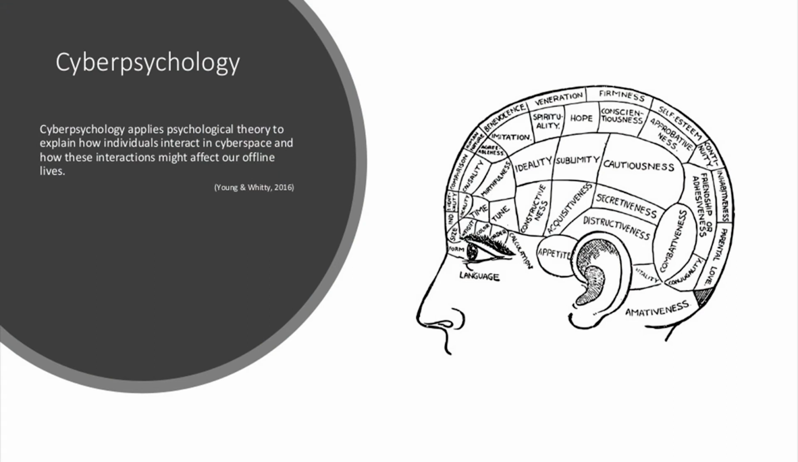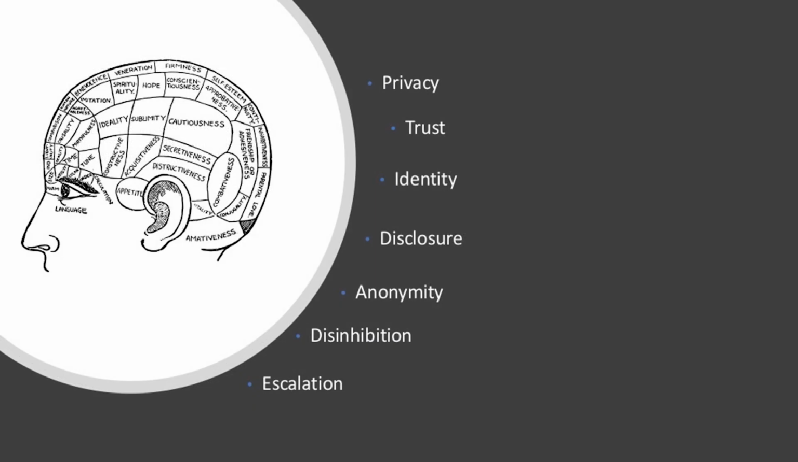Now, if we think about cyberpsychology, it relates to how we engage online. Cyberpsychology applies psychological theory to explain how individuals interact in cyberspace and how these interactions may affect our offline lives. On a high level, it relates to how we interact with others via technical mediums, how technological developments accommodate our desires and needs, and the impact technology has on psychological states and behaviours. These are just some of the areas that may be considered in an online environment.